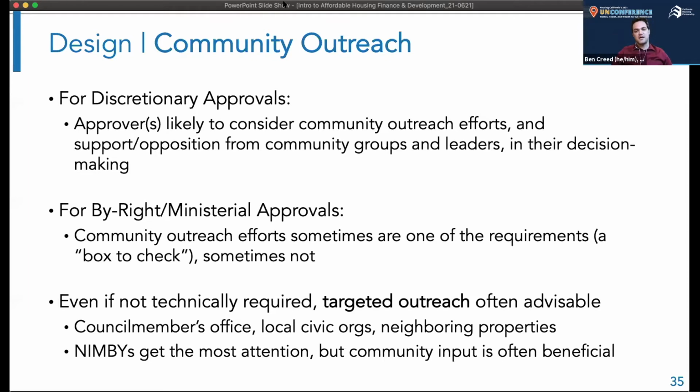But the fact of the matter is community outreach overall really often has beneficial elements. Even if you do encounter some opposition, you will also usually find reasonable and even supportive people who can provide helpful input quite often.